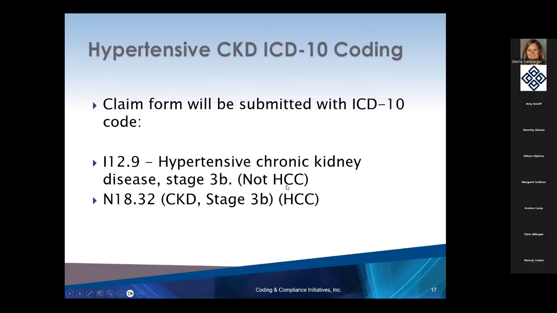So I12.9 is not an HCC code. However, it is the most specific diagnosis to describe the complexity of your patient. However, in N18.32, my chronic kidney disease stage 3B is an HCC code. So providers, what does that mean for you? That means that you've documented your diagnosis to the highest level of specificity, and you will get credit for this patient for value-based healthcare based upon my chronic kidney disease stage 3B.